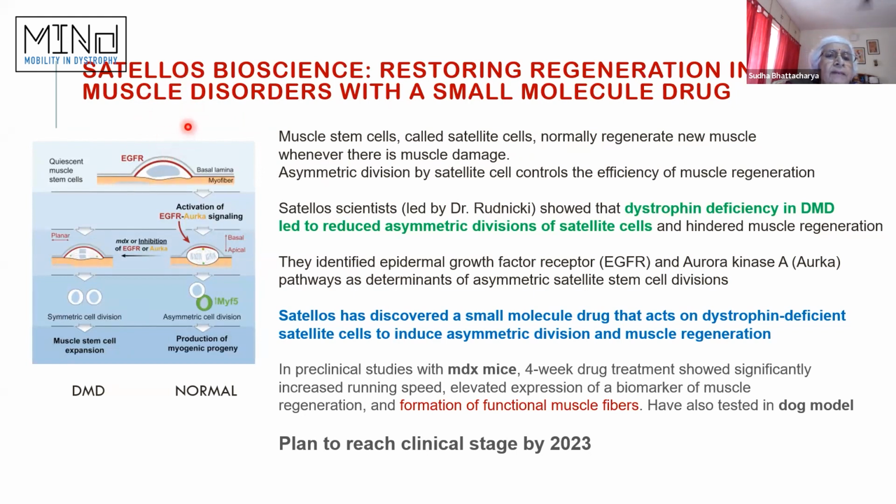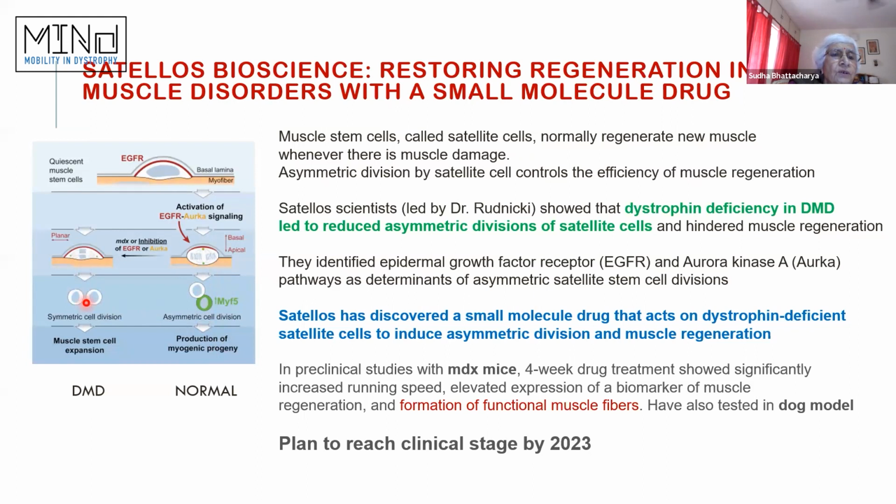Now what happens is that whenever there's muscle damage, let's say due to exercise or any other reason, muscle has its own stem cell, which is called the satellite cell. The satellite cell will divide, and in the normal situation it divides in a way that is called asymmetric. It means the two cells which come out are not the same. One of these cells will again become a satellite cell, and the other cell, this one in green, is the one which will become muscle. This will get converted to new muscle. This is a very important point which Rudnicki's group has shown: this asymmetric division, which is very important for muscle regeneration, is not happening in DMD.